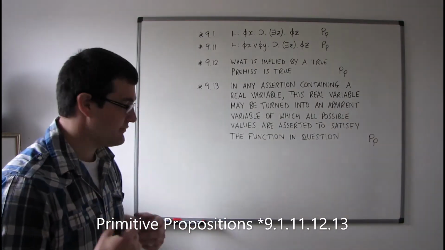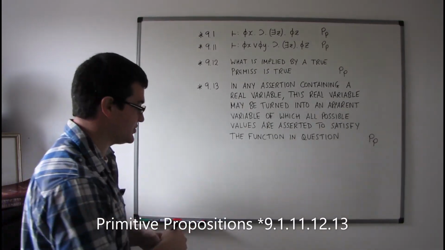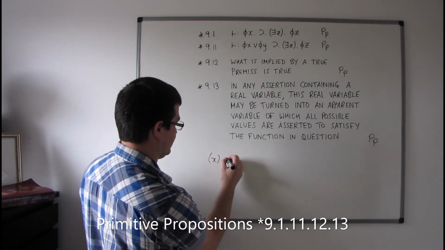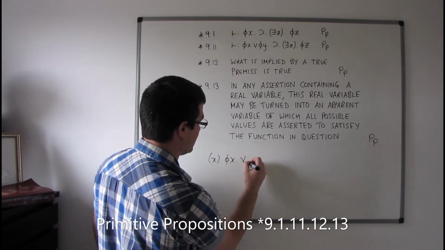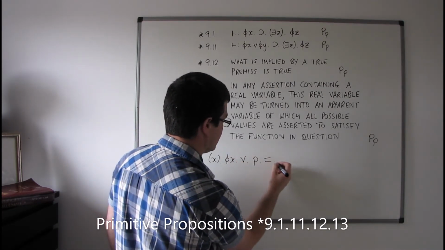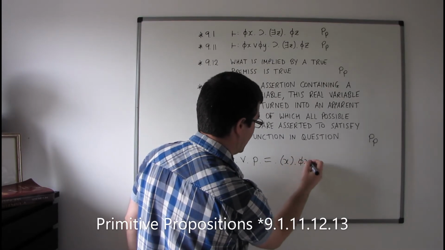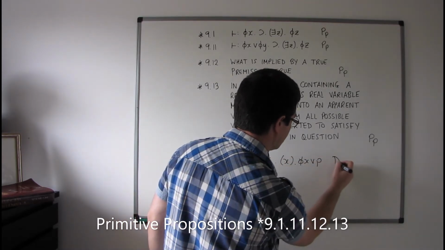Because if we think about the definition that we gave for disjunction, so let's just take one of them, phi x always or P was defined to be phi x or p always. That was our definition.